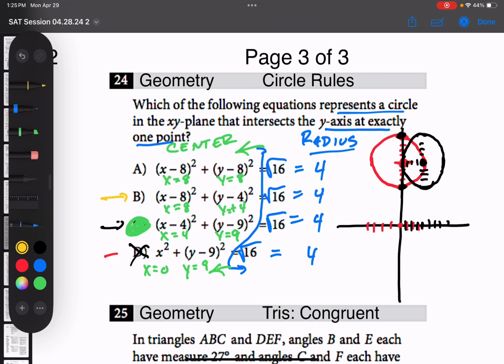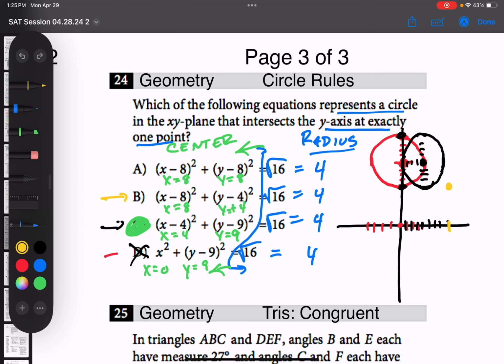Let's try yellow for B. I think you guys got this. X equals 8, so that means I'd have to go all the way out here. And then y equals 4. So if I go to my y value is 4, it'll be right about there. Now with a radius of 4, my circle is going to be like this. Does it even touch the y-axis? No, not at all. Actually, let me fix that.